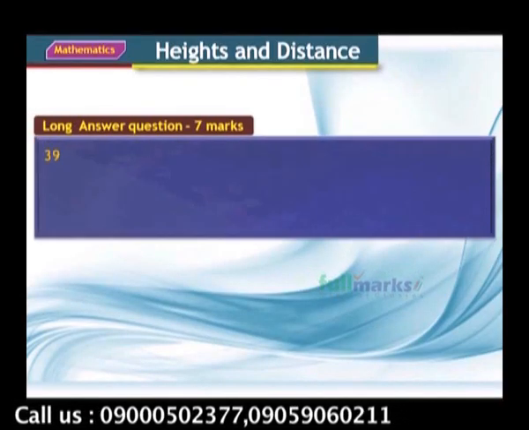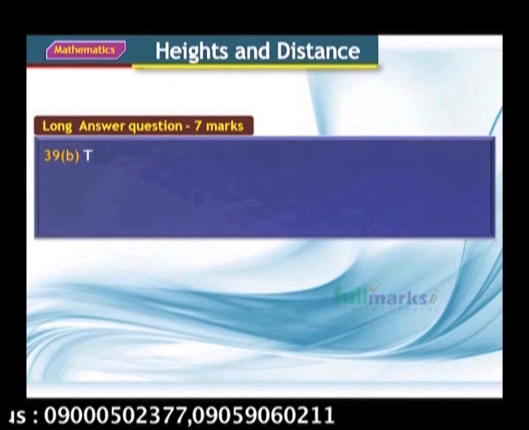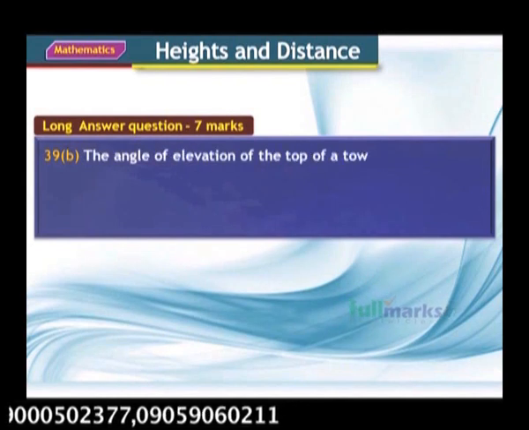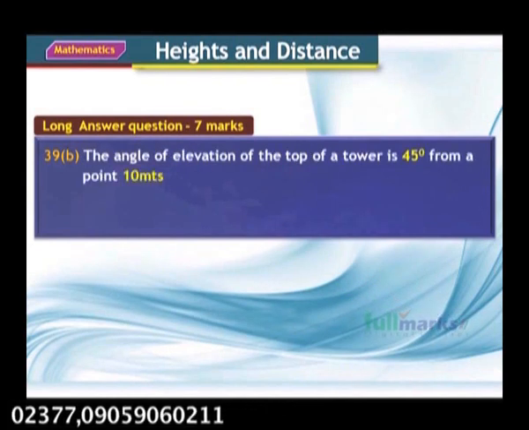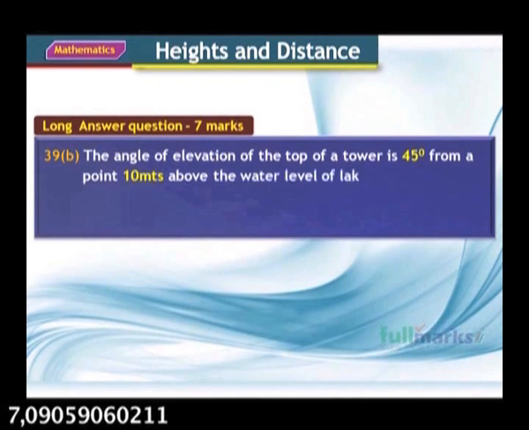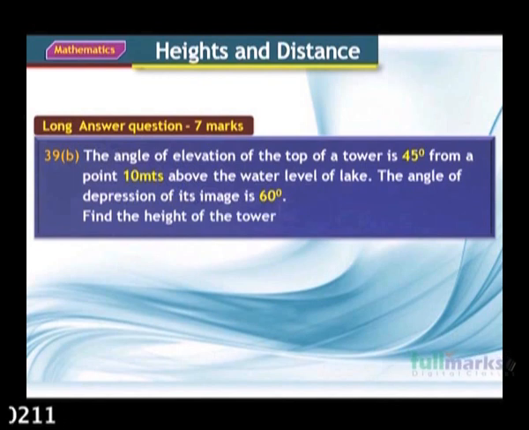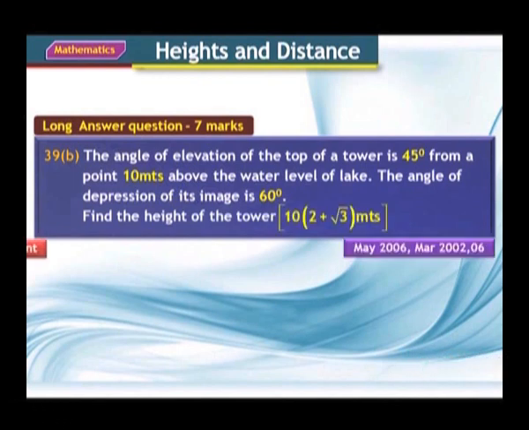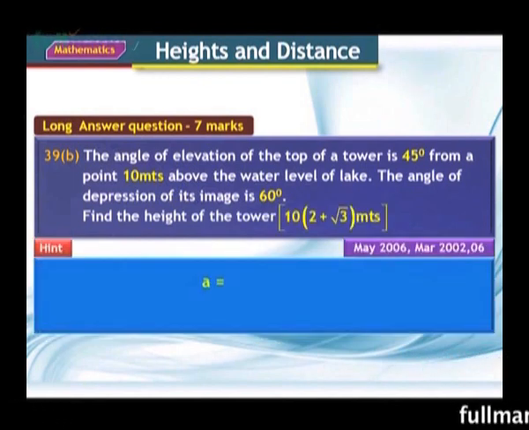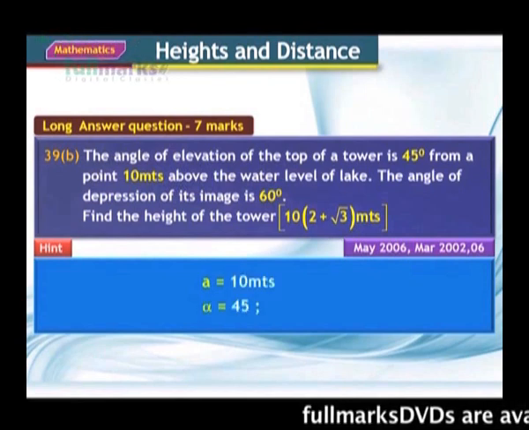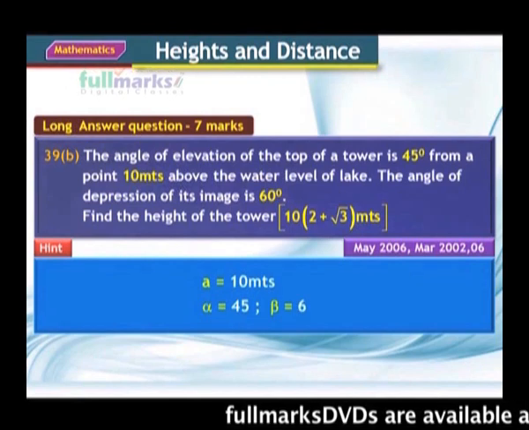And in question B bit, whatever is given, it is a numerical one. That is, the angle of elevation of the top of a tower is 45 degrees from a point 10 meters above the water level of the lake. The angle of depression of its image is 60. Find the height of the tower. See here, what is the hint? Obviously here what is small a? Small a length is given as 10 meters and the angle of elevation alpha is given as 45 degrees and beta is given as 60.